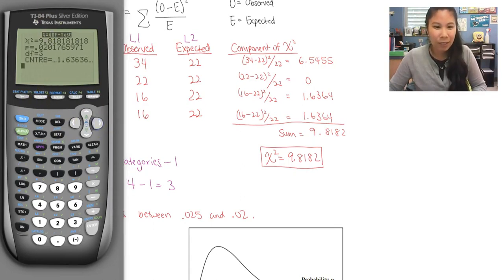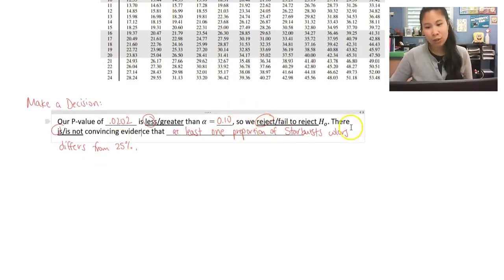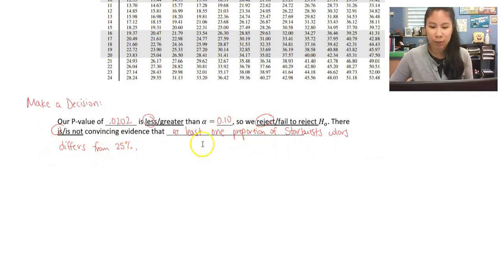Okay. All right, so now we get to make our conclusion. So it's the same conclusion as before. Our p-value of 0.0202 is less than our alpha value of 0.10, so we reject H0. There is convincing evidence that at least one proportion of starburst colors differs from 25%. So remember, this last part of the conclusion is just your HA in words.